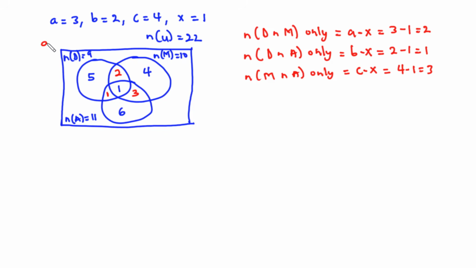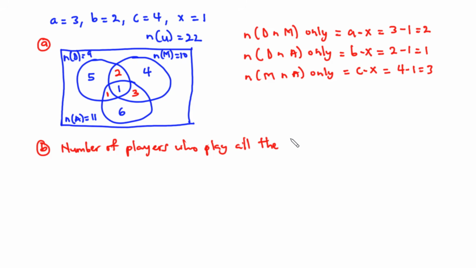So that is for A. Now B, the number of players who play all the 3 positions is 1. So we have only 1 player who play all the 3 positions.